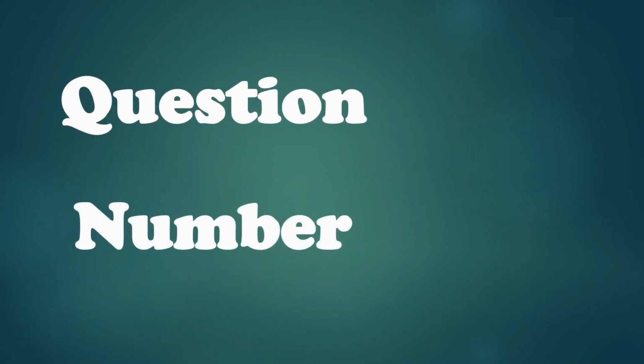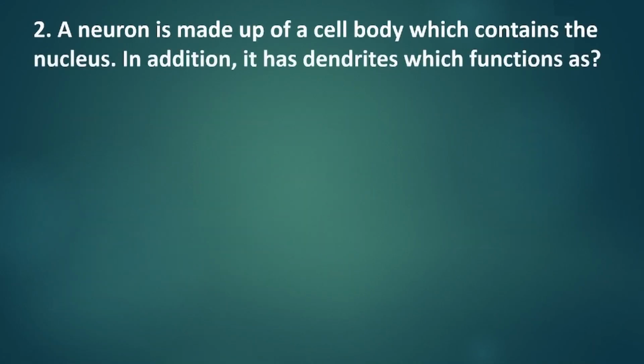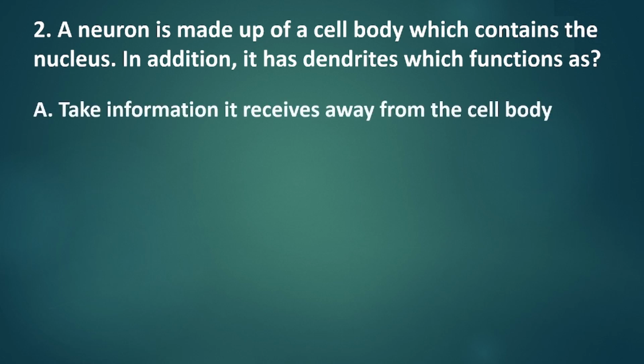Question number 2. A neuron is made up of a cell body which contains the nucleus. In addition, it has dendrites which function as A. Take information it receives away from the cell body.